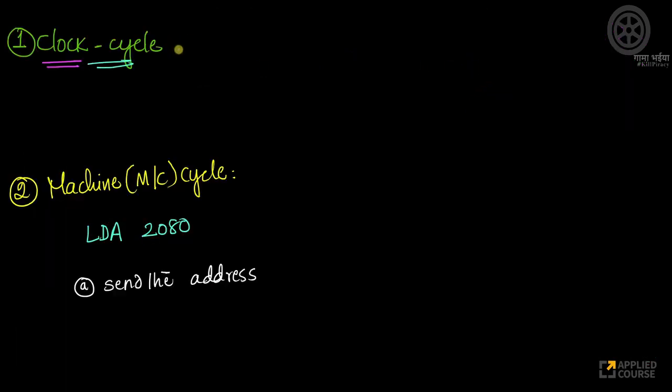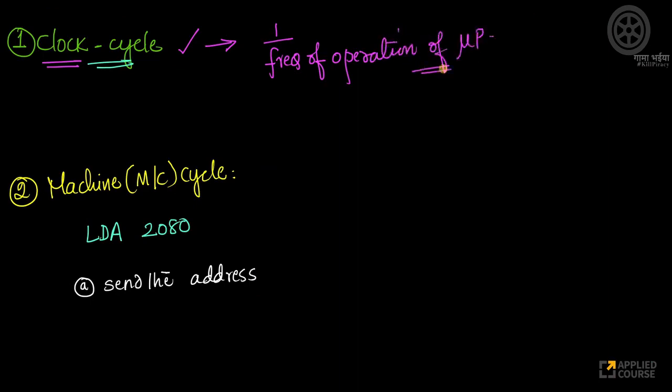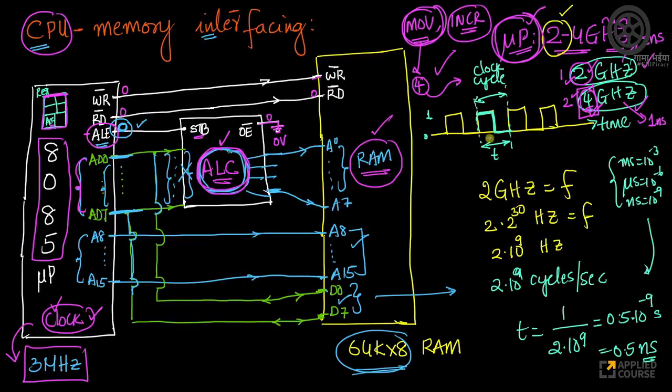Now, since we have understood what a clock cycle is, the cycle time is nothing but 1 by frequency. You can think of it as 1 by the frequency of operation of the microprocessor. This is very, very important, understanding this concept of clock cycle.